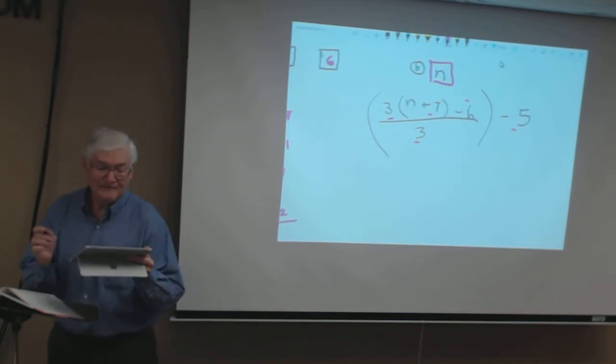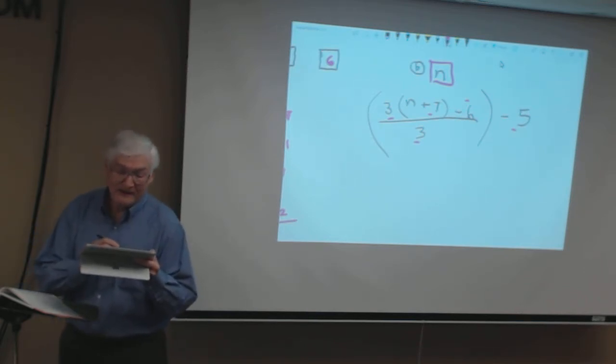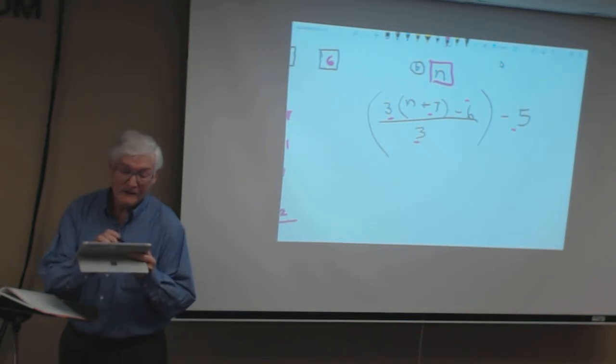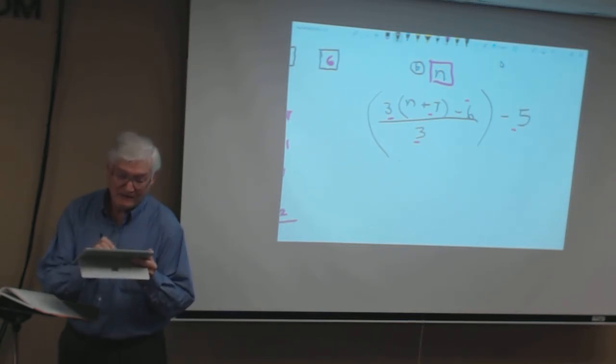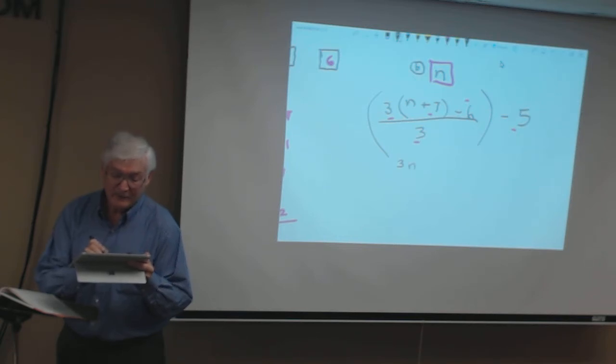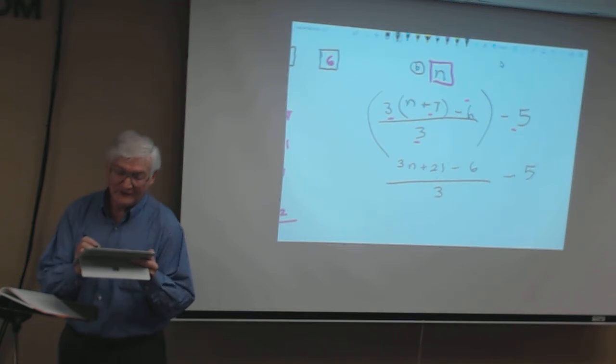Now I just have to work it out. Well, that would be 3n plus 21 minus 6, all divided by 3, minus 5. What's 3n plus 21 minus 6? Is that 3n plus 15?